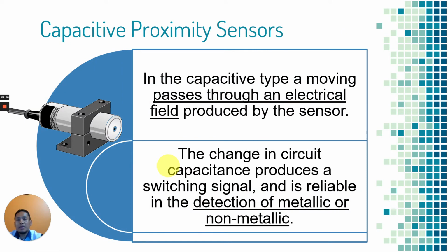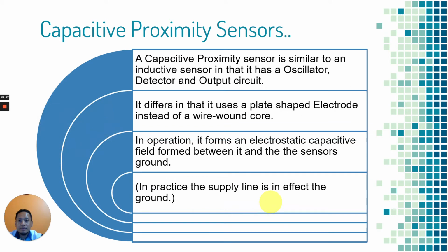Next one is the capacitive proximity sensor. As the name implies, the capacitive sensor uses an electrical field produced by the sensor, just an electrical field, compared to inductive, which uses an electromagnetic field. But the capacitive uses an electrical field. So capacitive can be used to produce a switching signal and is reliable in the detection of metallic or non-metallic objects.